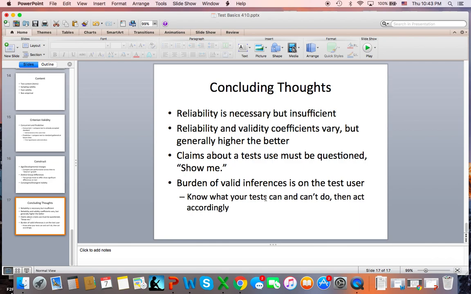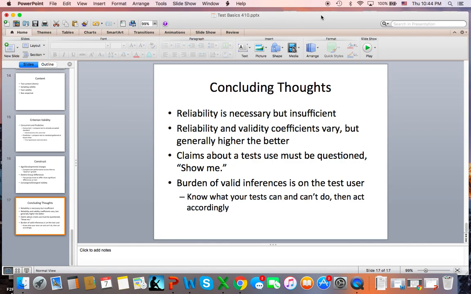And then finally, like we talked about face-to-face, the burden of valid inferences is on the test user. Tests don't diagnose people. People diagnose people. Tests don't make decisions. People make decisions. So it's absolutely necessary that you understand what your tests can and can't do, and then act in accordance with that knowledge. So that's just a brief primer.